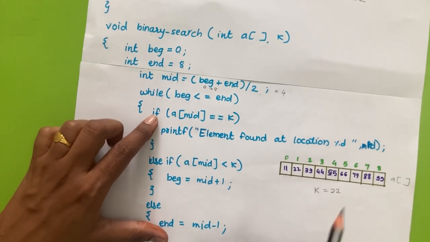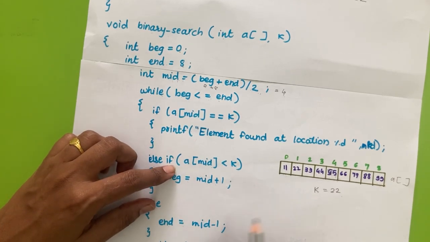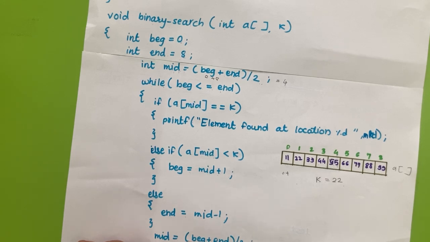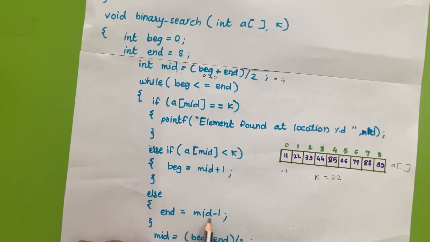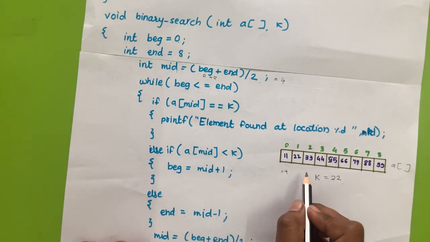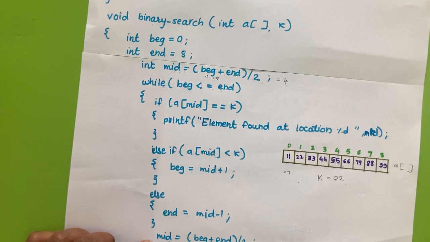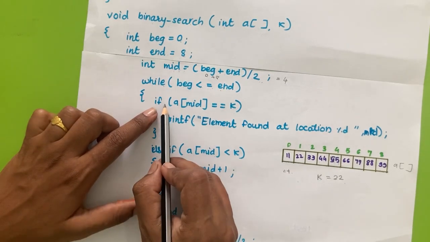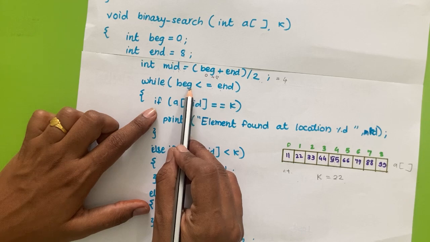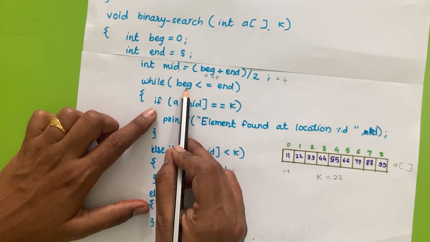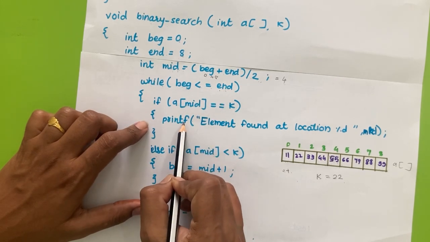Okay, so again we have calculated new mid is equal to 0 plus, beginning was 0 and end was 3, because we have updated here. So 0 plus 3 divided by 2 means 3 by 2, so is equal to 1 आएगा. Okay, so अभी हमारा new mid हो गया है 1. Okay, so now here we'll check condition. Beginning is 0, end is 3. So condition satisfy हो रहा है, it will move inside the loop.